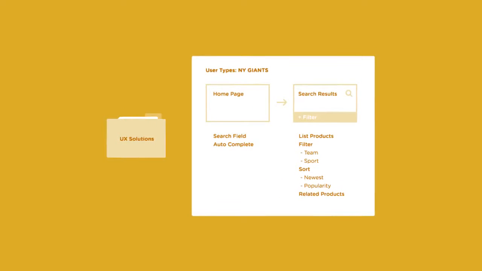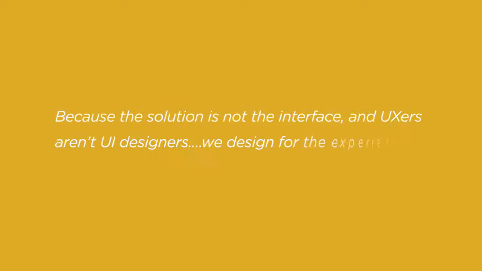Here, we see a model of the solution for a search functionality update on a sports apparel website. You can see that this solution gives us an overall idea of what content or information is shown during the process, and we can back up why we show that content based on the information we know about our users. Your solution model doesn't necessarily need to look like this. However, the goal is to be able to tell the story of your solution without showing an interface. Why? Because the solution is not the interface, and UXers are not user interface designers. We design for the experience.